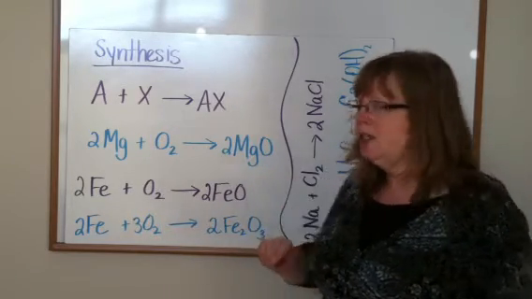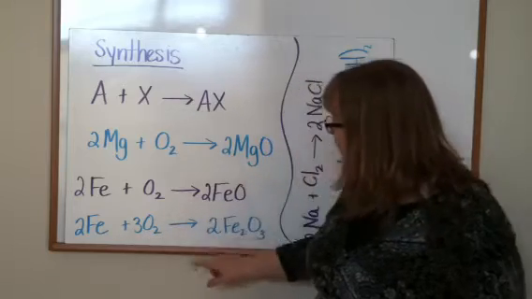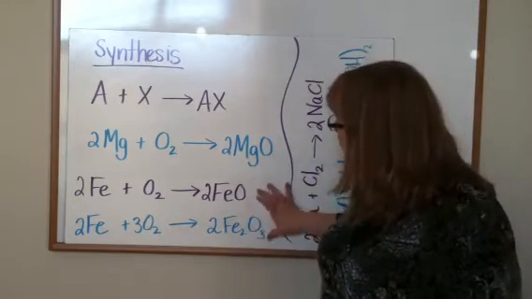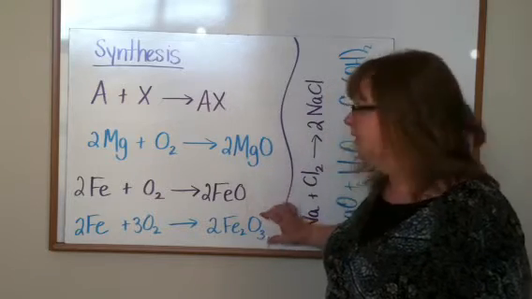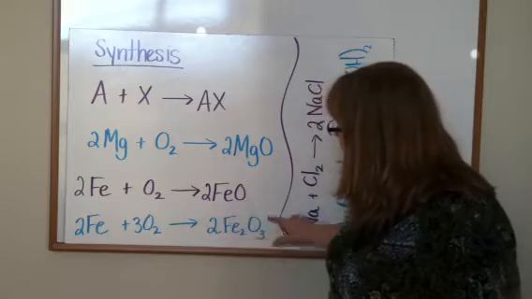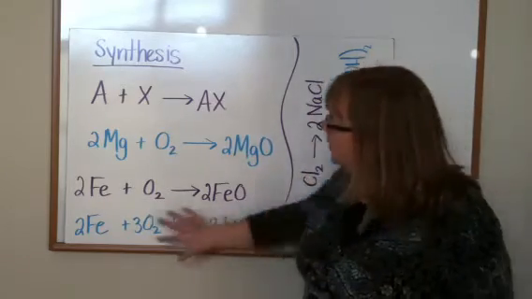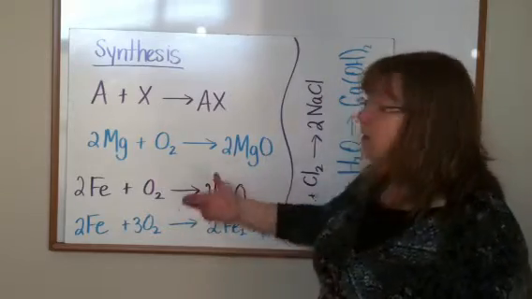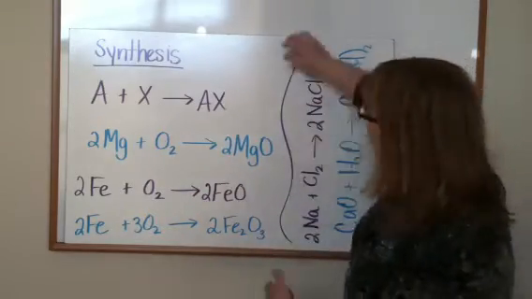But under different conditions, iron can react with oxygen to form iron 3 oxide. And it just depends on the conditions around the reaction. This iron 2 oxide is a gray color. This one is more of a reddish brown color. So transition metals, sometimes they can form different products based on what conditions the reactions are done under.